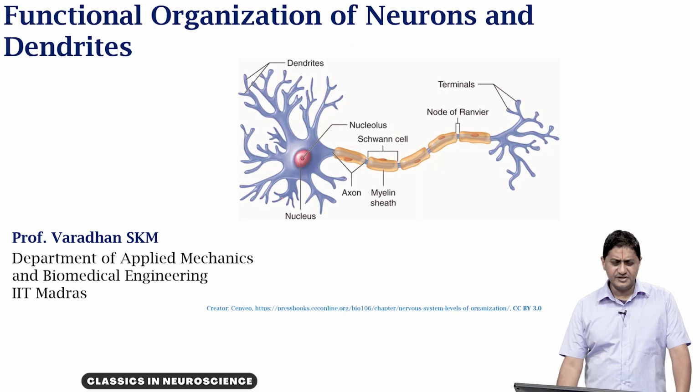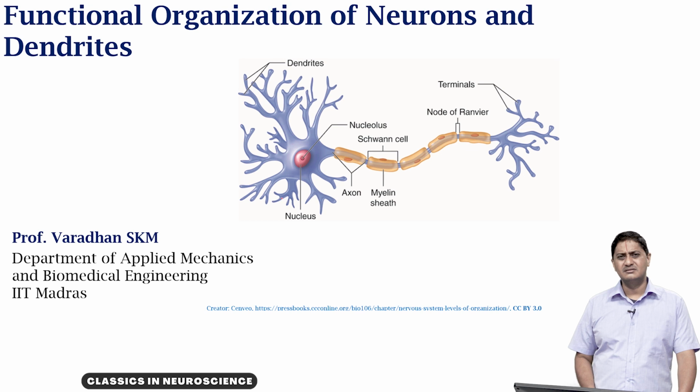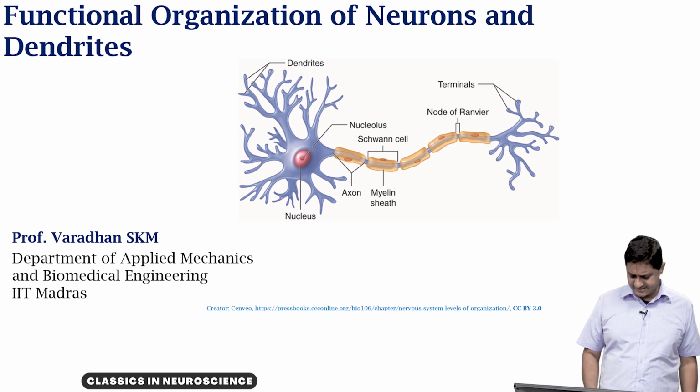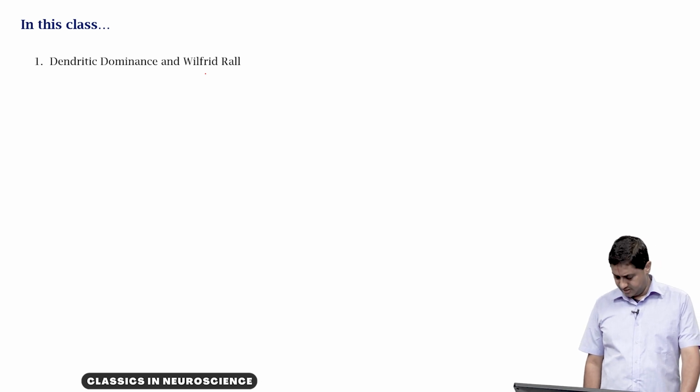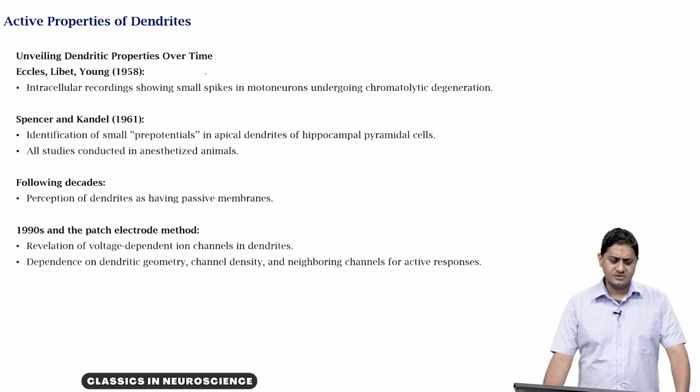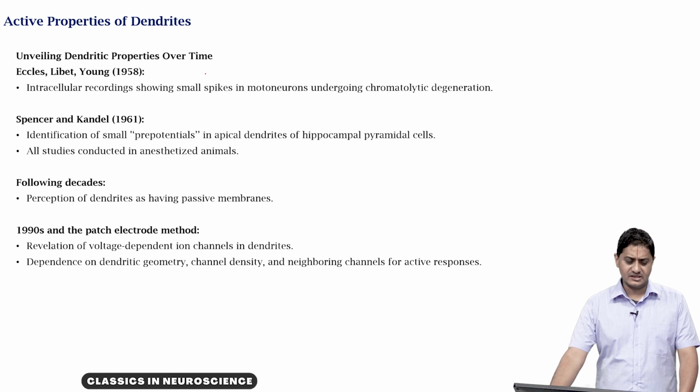In this series of videos, we have been looking at functional organization in neurons and functional organization of dendrites. In this video, we will discuss the concept of dendritic dominance and the seminal contributions of Wilfrid Rall, the physicist turned neurophysiologist. So, the first evidence for properties of dendrites came perhaps from the lab of Eccles, from the work of Eccles, Libet and Young.